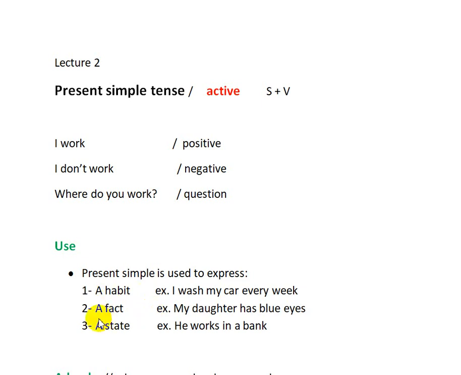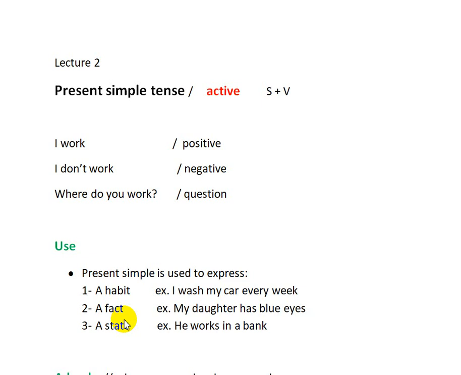Now, what about a fact? Also, we use it in order to express a fact that is always true. For example, my daughter has blue eyes. What does this mean? يعني إذا واحد عنده فد شيء بشخصيته معين، فد description معين، أكيد راح يبقى نفس description. Maybe he will change his style, but the personal characteristics cannot be changed, okay? So this is a fact.